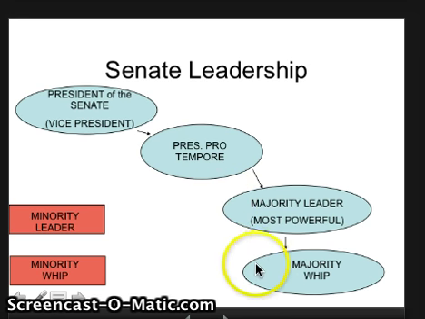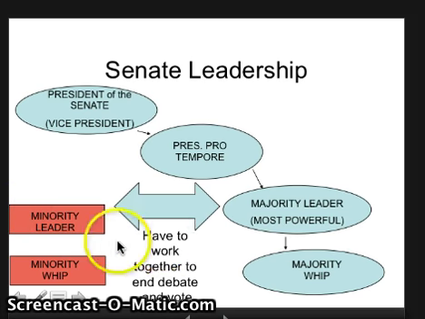The majority whip would work with Harry Reid to make sure that all the Democrats are in line in the Senate and going to vote the way the Democrats want. The minority leader in the Senate actually also has a lot of power because they have to work together to end debate and then actually hold the vote. And the minority whip makes sure to keep all the Republicans in line, which is very important. If they lose 5 Republicans to go over to the Democrats' side, then they can't control the debate anymore.